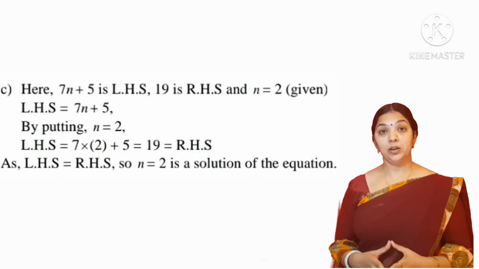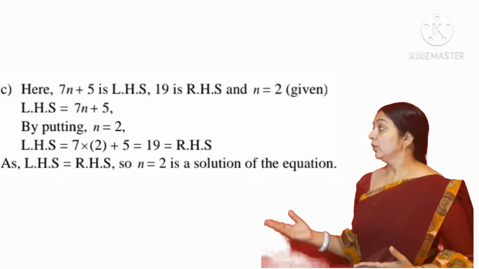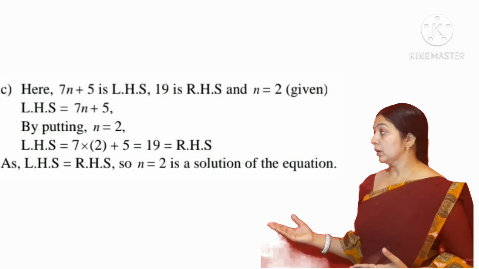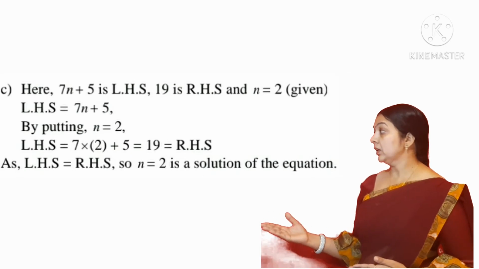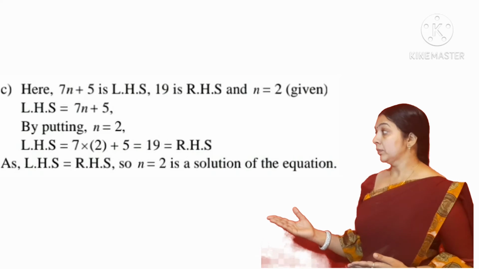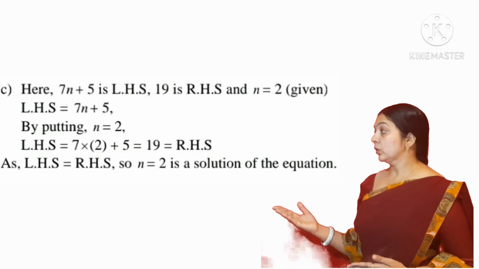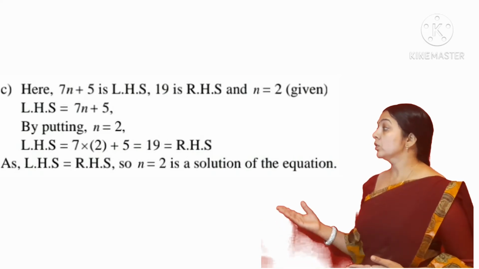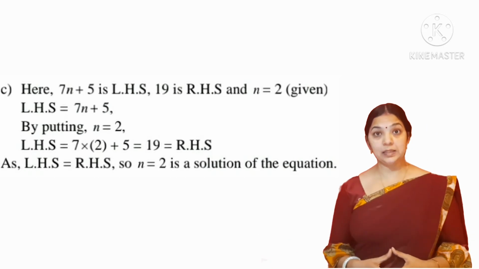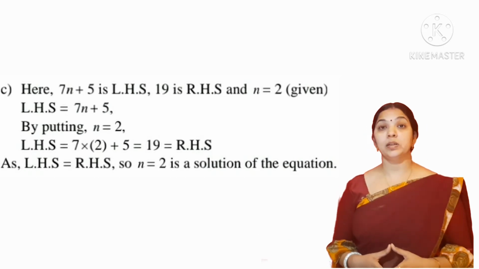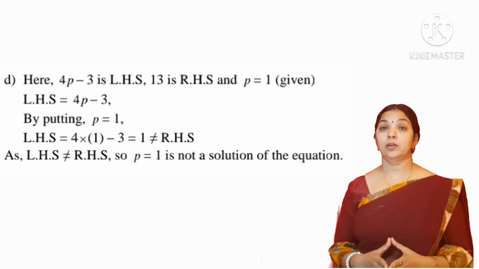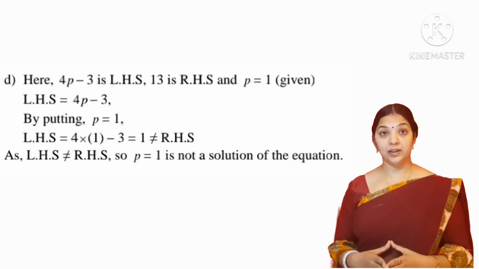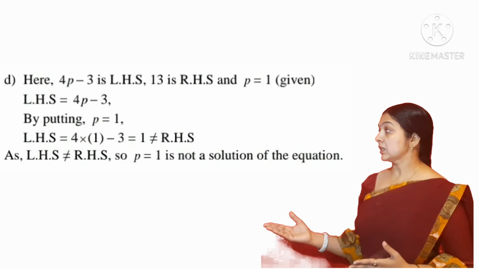Now the given value of n is equal to 2. We will place n is equal to 2 in LHS. So 7 into 2 plus 5, that means 14 plus 5 is equal to 19 and RHS is also 19. So we will say that n is equal to 2 is the solution for that given equation. The part D, here 4p minus 3 is LHS and 13 is RHS.